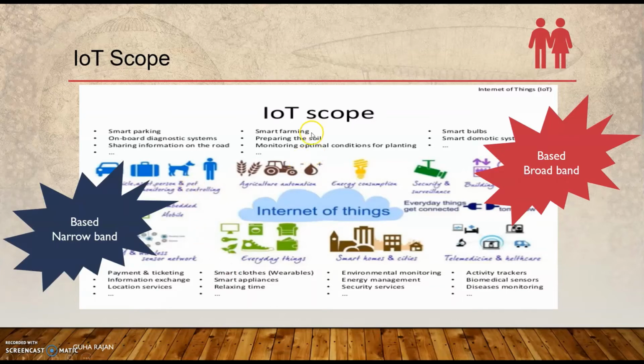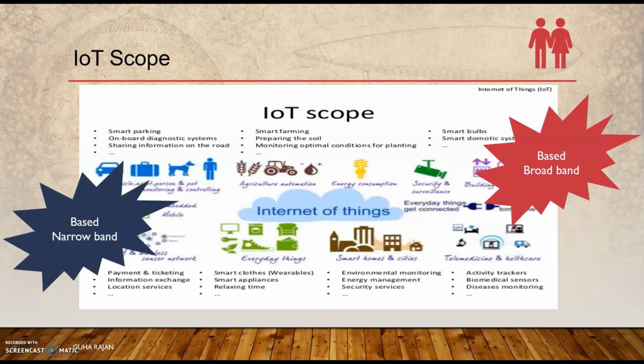Maybe in the case of smart farming, you might not have a Wi-Fi station over there. A broadband station might not be present. In that case, it is narrowband which is catching up now, because all these sensors need to just send a bit of data.